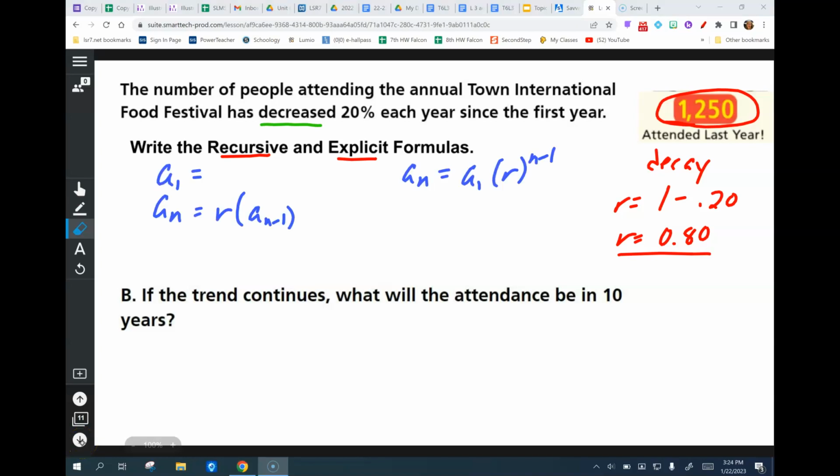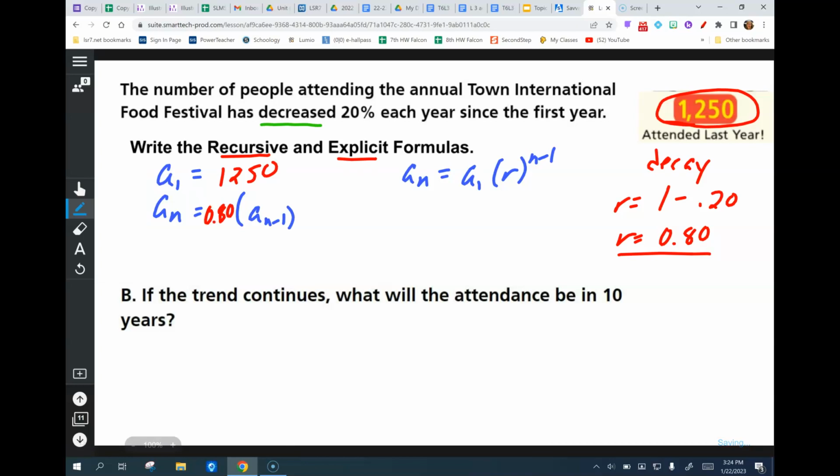So the first thing you have to do is find the general form. So I went back and wrote out the general form. Okay, so A sub 1, they told us, is 1,250. And the rate, they told us, or we found, because we took 1 minus 20%, is 0.80. So that's how I'd find the recursive.